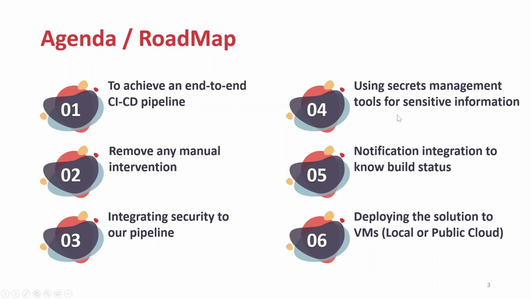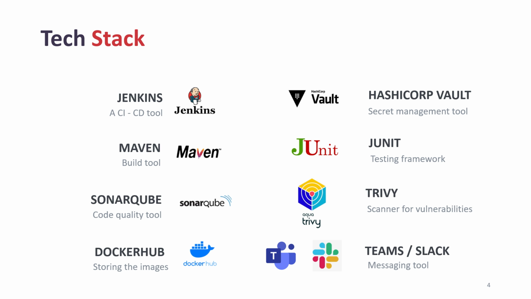The fourth one is that we are going to use secret management tools for our sensitive information. The fifth one is notification integration to know the build status. If it's failing, then why it is failing. We need to have a status, so for that we're going to use either Slack or Teams. Next, we would be deploying the solution to VMs. We would be creating either a local VM like an on-prem system, or we'll go on a public cloud depending on the need. So this would be the agenda or the roadmap of our project.